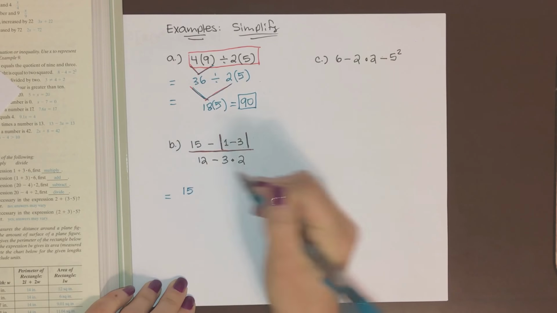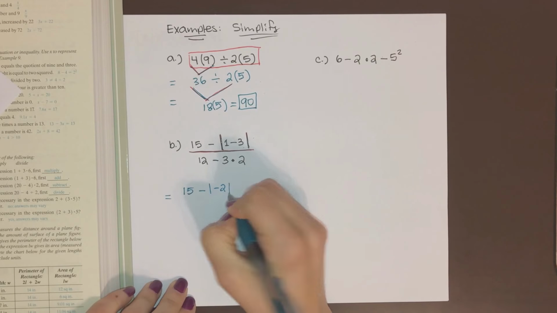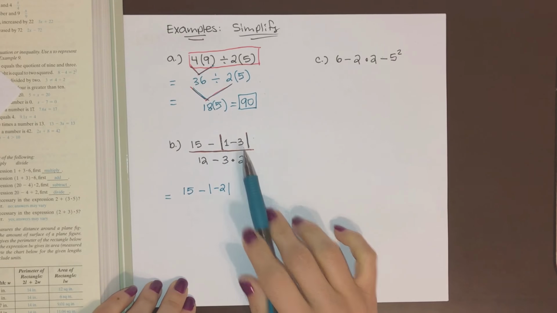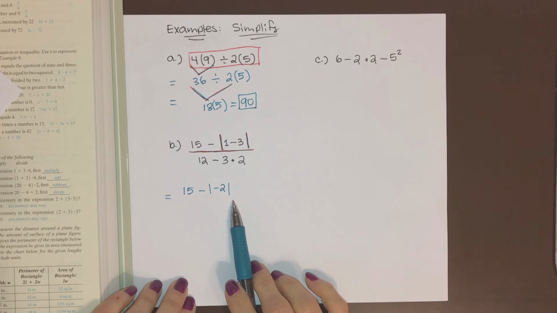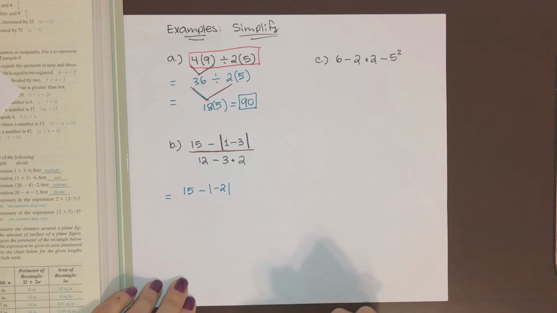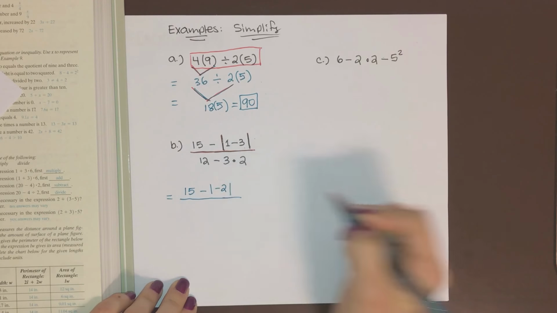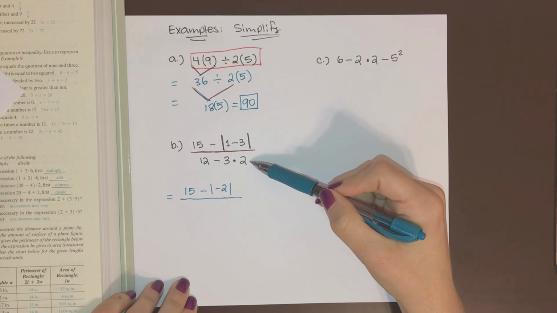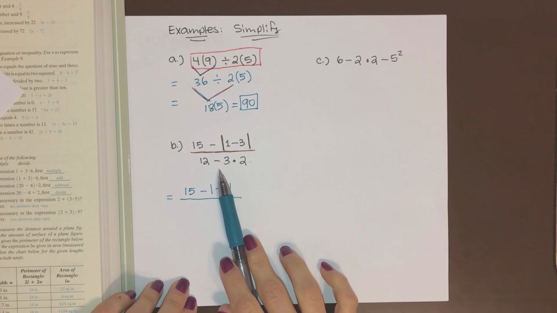And we start with the absolute value. 1 minus 3 is -2. You have to bring down the absolute value symbol. We will take the absolute value in the next step. We can simplify the denominator at this point. You have to multiply before you subtract.